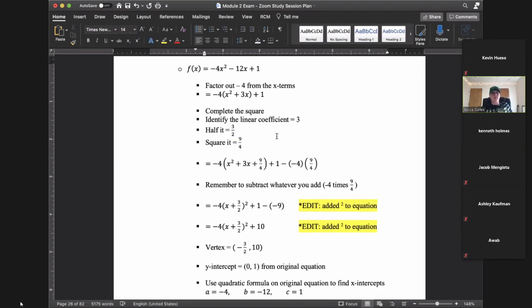Okay, so same thing. Identify the linear coefficient, which is 3. You're going to half it, which is 3 halves, and then you're going to square it. So then that gives us x squared plus 3x plus 9 over 4, times negative 4, plus 1. And then we have to subtract the same thing that we added. Since we added a 9 over 4, it's negative 4 times 9 over 4 that we have to subtract.